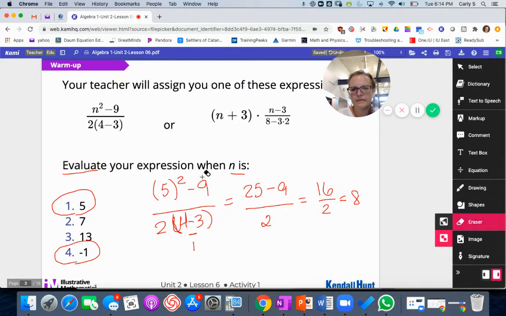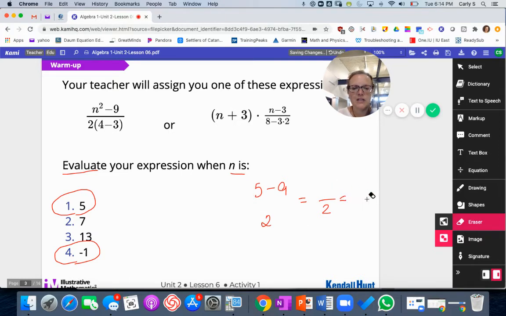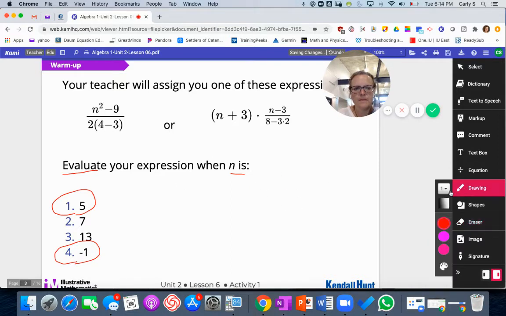Okay, this always takes a minute. I just wrote really big, so I'm out of space. I do wish I could just lasso it and make it go away. All right, let's try it with negative 1 now.